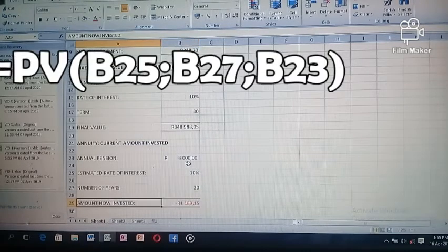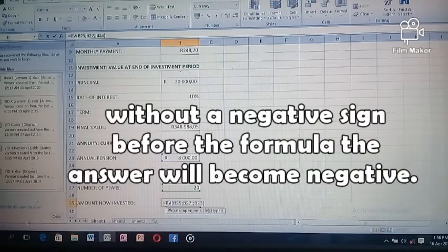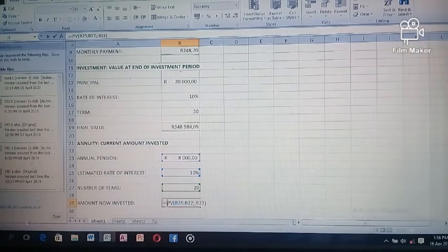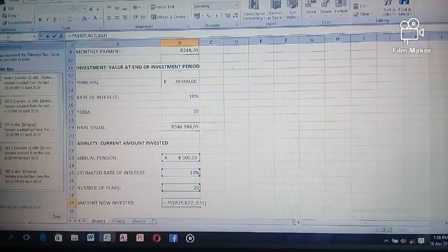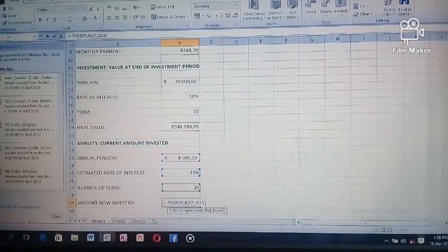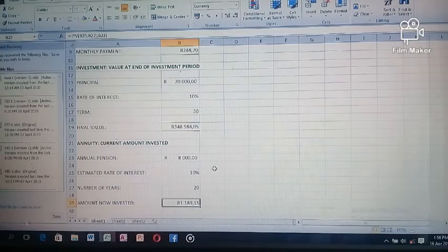With this one, before typing the formula, right after your equal sign, you need to put a negative sign first for it to become positive. So your answer is this. It's gonna be 1,189 rand 15 cents. This is your amount. This is your present value.